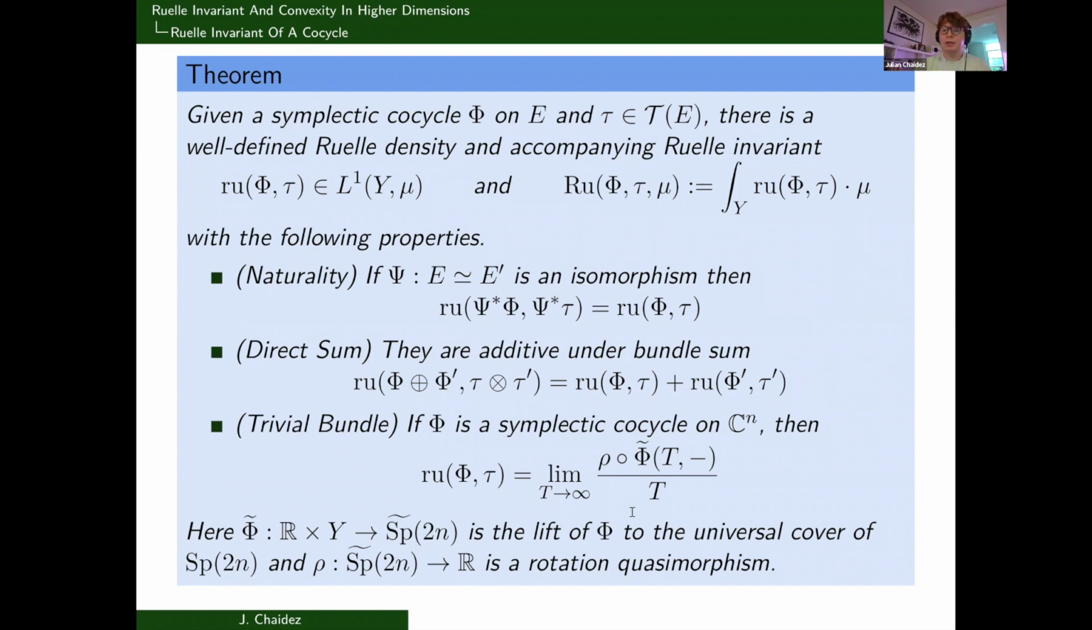And the way that I do that is I just take the limit as t goes to infinity of a lift of this cocycle to the universal cover of the symplectic group, composed with something called a rotation quasimorphism, which I'll explain in a second. But for the purpose of actually calculating the Ruelle invariant, this last bullet point is the key identity. I'm going to explain a bunch of examples of this in a second. But the first thing I want to do is explain rotation quasimorphisms, since they play a big role in the whole paper, and maybe people haven't really thought about them very much.